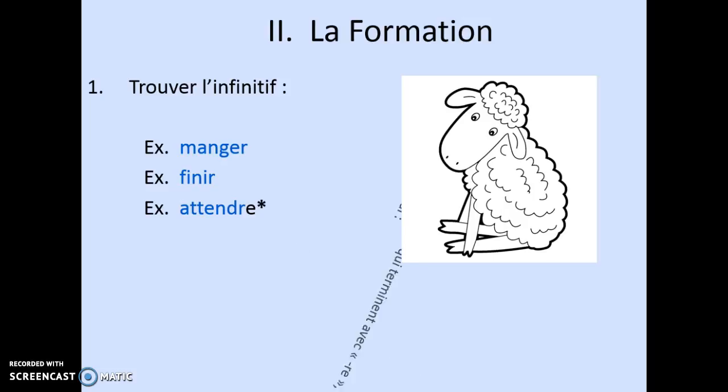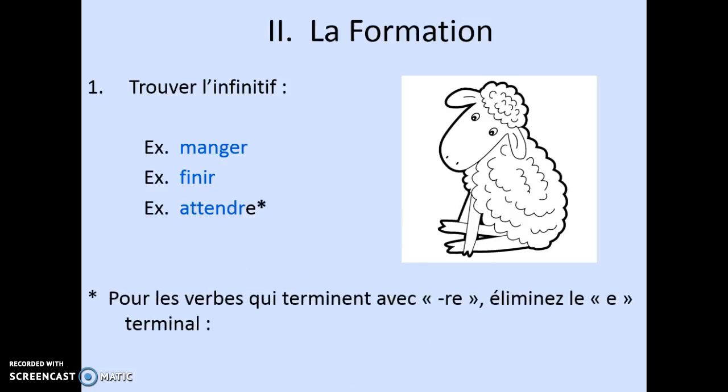Now, of course, there's an exception. When you have a verb that ends in RE, you're going to drop the E. And this is the same thing we did when we did the future tense. So this is something that hopefully you're comfortable with or you've seen before. You're just going to drop that E off so that you don't end up having quite so many vowels together. So attendre, you drop that E. Now you're going to add your new endings.